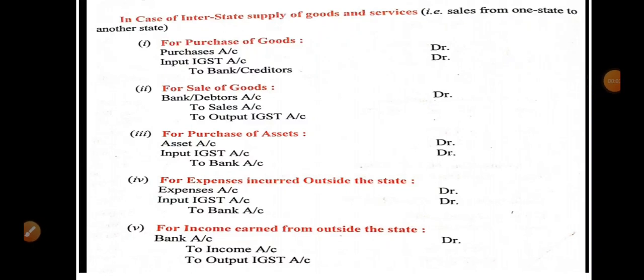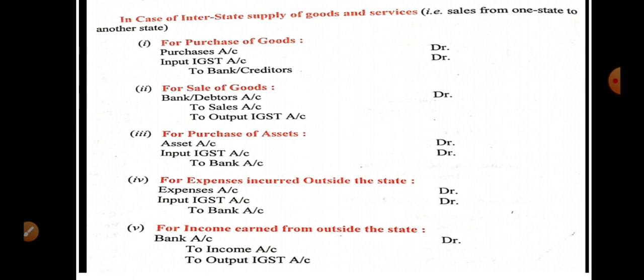Hello students, today in your theory of GST, we'll be looking into the case of interstate supply of goods and services, that is sale from one state to another state. Outside this state, we can say a trader from UP is purchasing goods from Bihar or selling goods to a trader in Gujarat. So when we have a purchase of goods, we debit the purchase account because that is a nominal account and expense has to be debited.